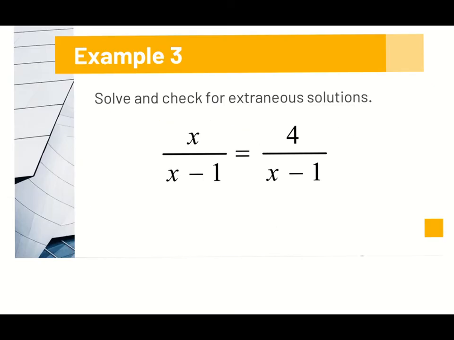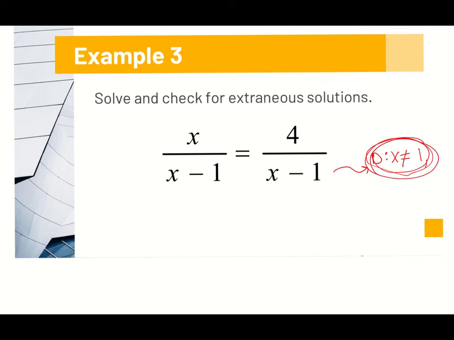For our third example, we want to solve and check for extraneous solutions in this rational equation. And if we look at this and we look at our domain, our domain can be every number except x cannot make the denominator 0. So what's going to make the denominator 0? Well, if I look at the left fraction, 1, because it's the opposite. So 1 minus 1 is 0. And the second one is also 1 minus 1. So that is my only domain restriction, is x cannot be 1.